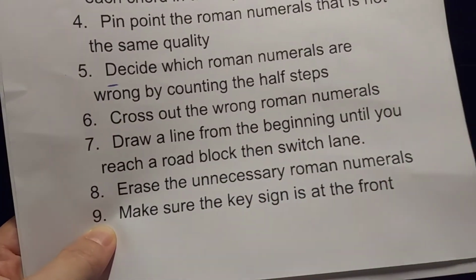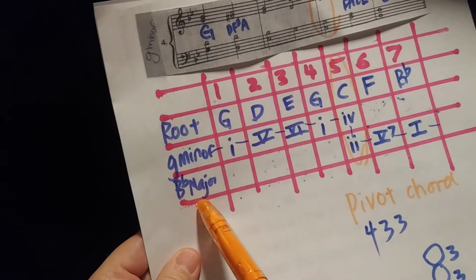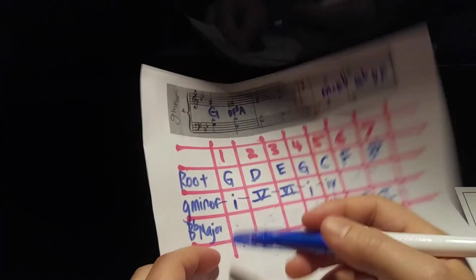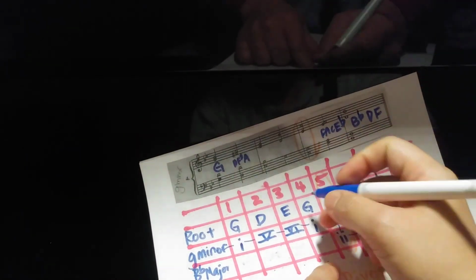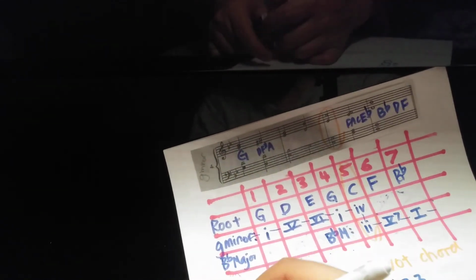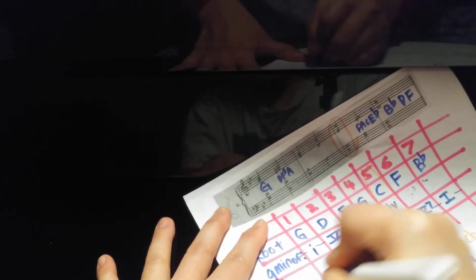Make sure the key signature is at the front. Okay, so make sure this B flat is over here. So what we need to do is, over here we're going to write B flat major and put 2 dots, and this is G minor, put 2 dots right here because G minor starts here, and then over here B flat major starts and then ends here. So we're going to erase this B flat major. So this is how you do a pivot chord.